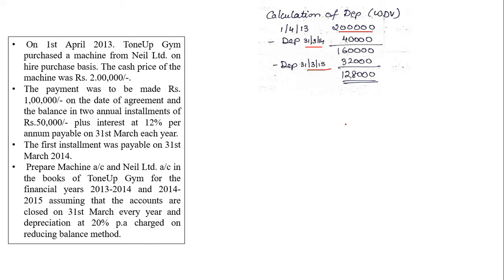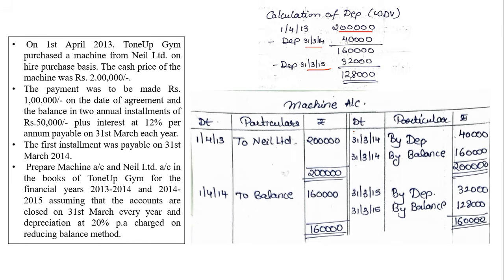Okay. Now, how to prepare the machinery account? Very simple. Date, particulars, rupees, date, particulars, rupees. In the first year, always remember the moment you buy a machine or any asset, it will always be to your hire purchase account. So on 1st April 13, to Neil account because you're purchasing it from Neil, the amount is 2 lakhs. Okay, now very simple. We come to the next part, that is on 31st March 2014, the last day of the year. By depreciation, the first year's depreciation is 40,000. We tally, we get the balance as 1,60,000.